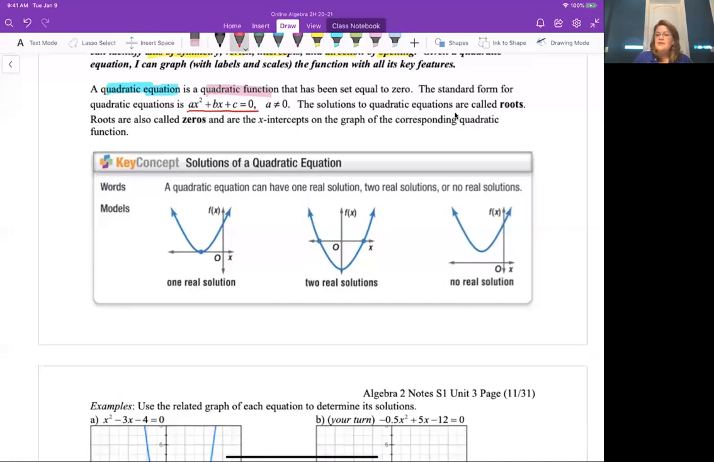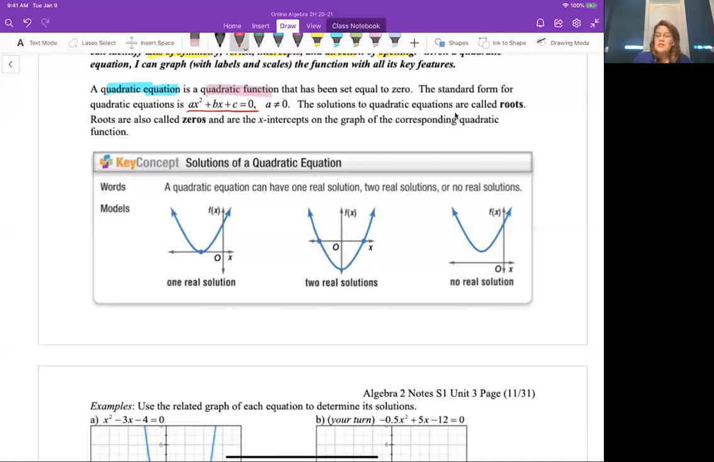And notice we have to have a not equal to 0. If a is equal to 0, it no longer becomes a quadratic relationship. The square term goes away. Now b can be 0, c can be 0. Okay, but a cannot be 0, otherwise it's not a quadratic.